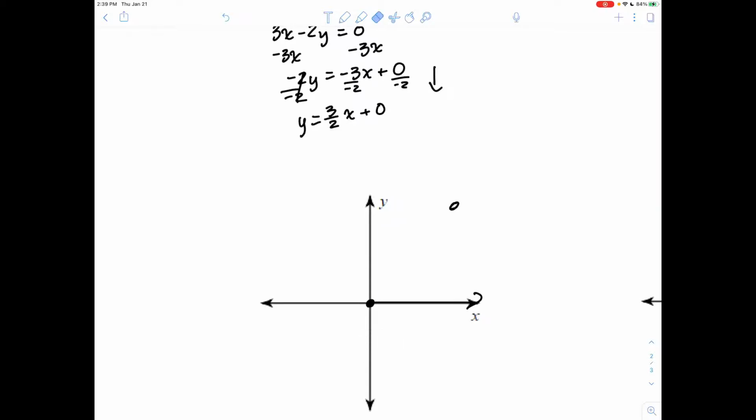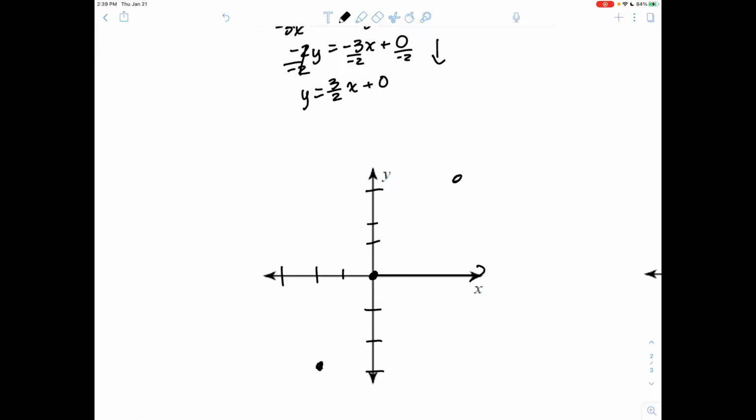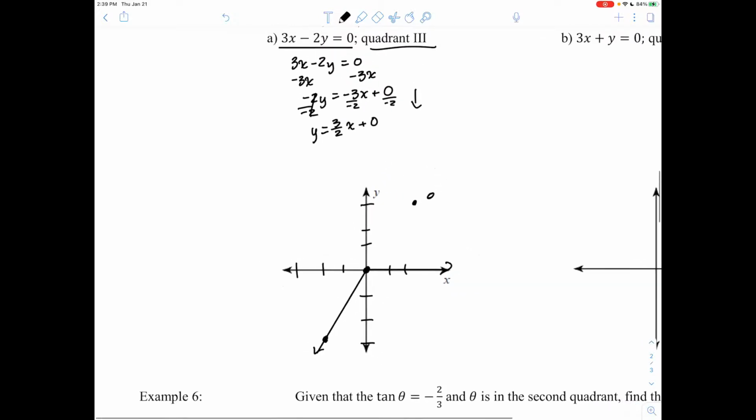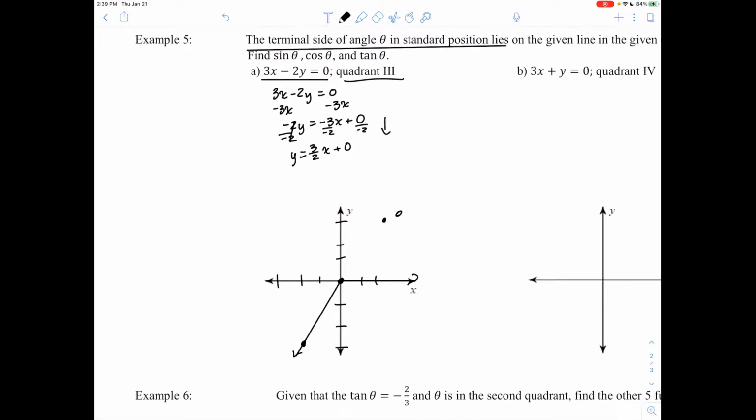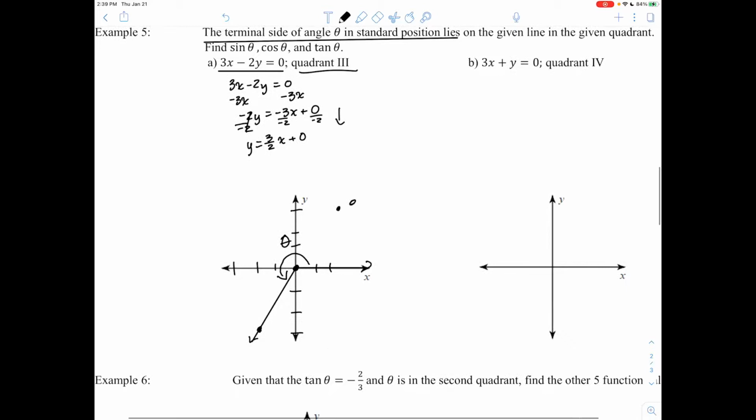Actually, I'm going to stretch it out a little bit more so I can have a good picture here. 1, 2, 3. 1, 2, 3. So from here, I'm just going to go down 3 and right 2. I could also go up 3, right? And then I could draw the line. But I only want the part of the line that's in quadrant 3. So the terminal side of angle theta in standard position lies on the given line in the given quadrant. Okay, so there's my terminal side.